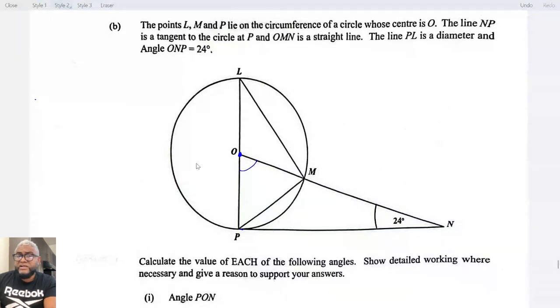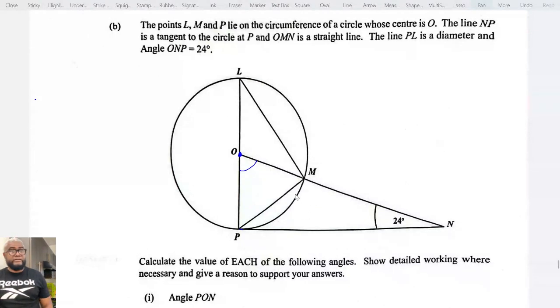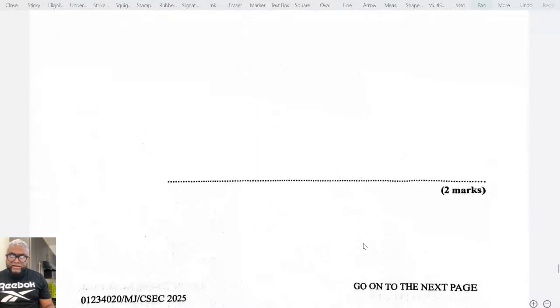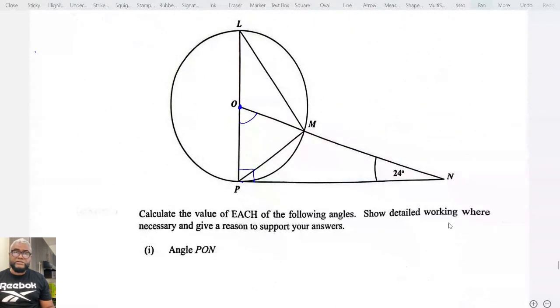That is very easy. Let me see if you can figure out that. This is the paper that the students did this year. If you can figure out this, get yourself a pat on the back. P to O to N. Let me hear. Where a tangent and a radius meet, a right angle is formed. So here's 90 and here's 24. The three angles of a triangle add up to how much? This is a real easy question for 2 marks.